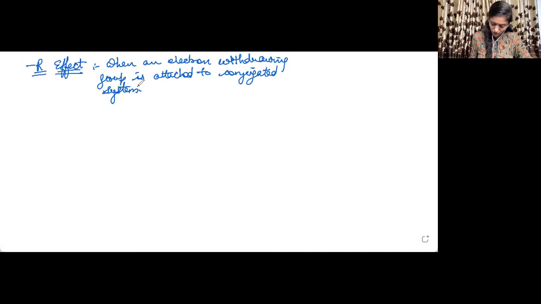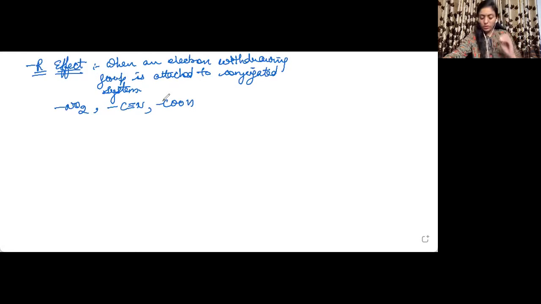Now, what are the different examples? It is NO2, it is C triple bond N, COOH. So these are all the electron withdrawing groups. Now do not confuse this resonance effect with inductive effect. Inductive effect depends upon the electronegativity. Resonance effect will depend upon the availability of lone pair. And now for minus R, I will be explaining how to see whether the group is going to have minus R effect or not.